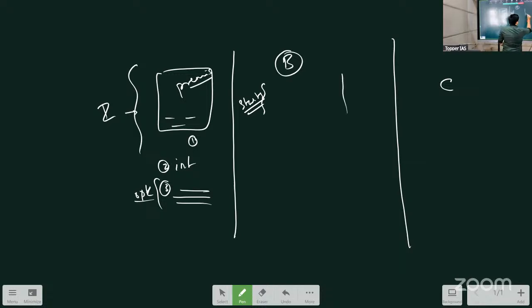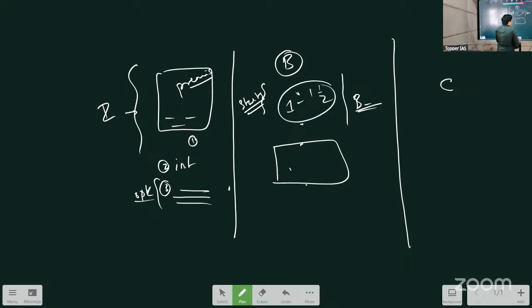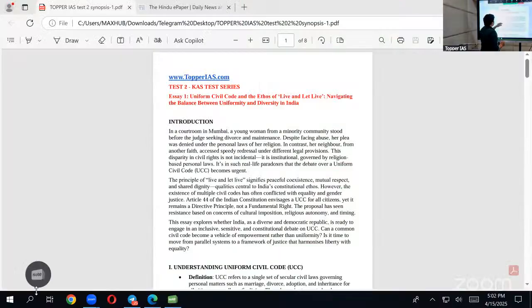And remember, when writing the background, the core demand of the topic should be written in a more comprehensive way. This is just a background, so it should be written briefly, around 1 to a maximum of 1.5 pages. Then the context of the topic. If you see here, the topic is saying uniform civil code and the ethos of live and let live. This is navigating a balance between uniformity as well as diversity in India. That means UCC can help in equality as well as in maintaining religious rights.